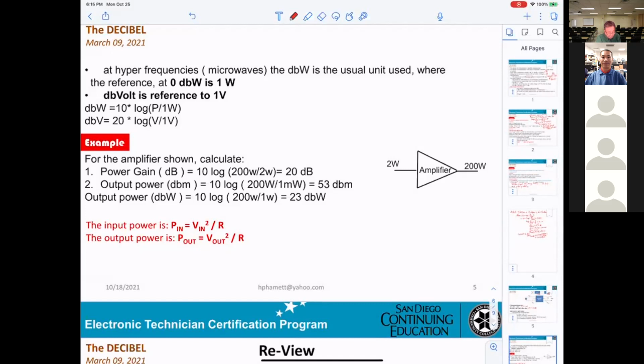And they also give you a formula we already did: power P equals V squared over R, V out squared over R. That's the formula we already know.